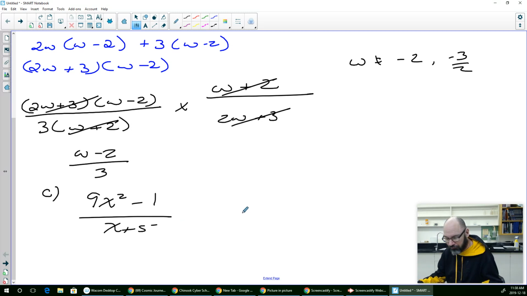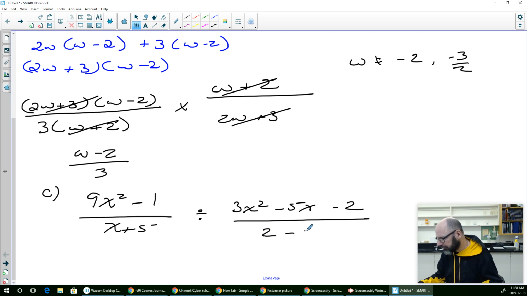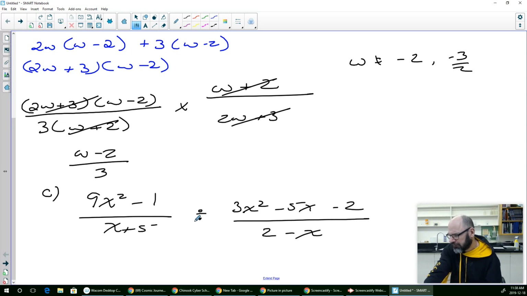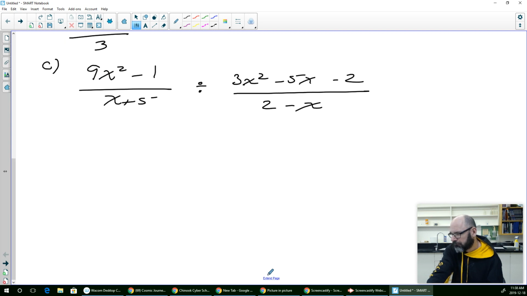And we have divided by 3x squared minus 5x minus 2. Now I can see why you're going to have trouble here because they got this 2 minus x, which has that trick in it for the negative 1 factor. So let's move this up so we can see it better.